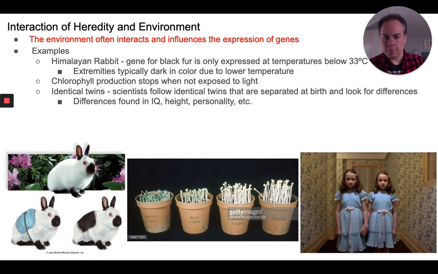Plants, okay, typically produce chlorophyll in their cells. That's why they're green. Okay, but when you have plants that are grown and are not exposed to light, okay, that gene turns off for chlorophyll, and they are growing without that green pigment.